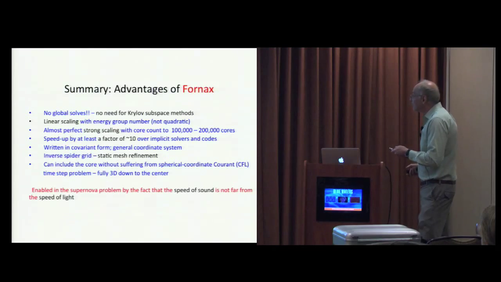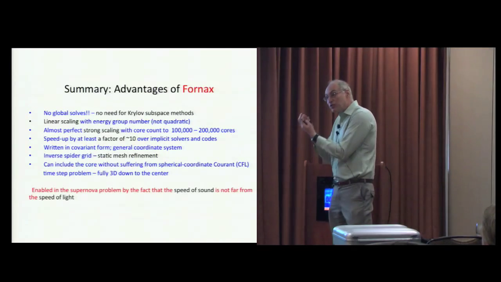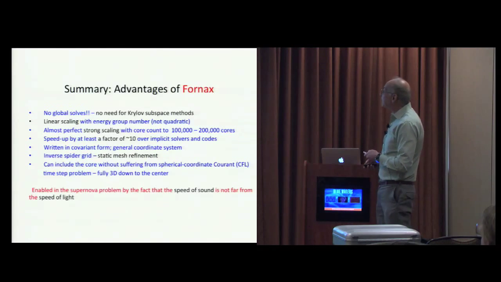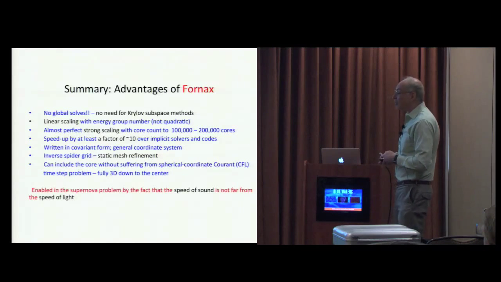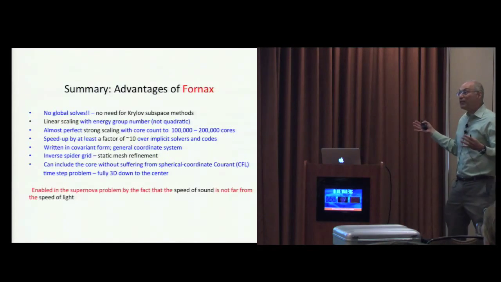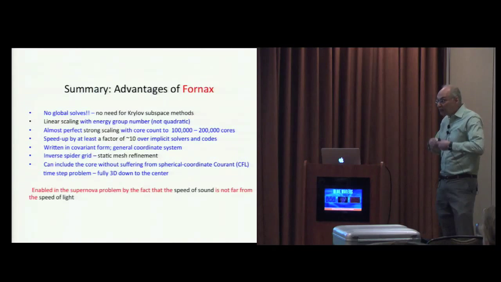So the advantages of this new code, and again, we haven't demonstrated it with science, we're just on the cusp of being able to simulate these things with this approach, is that it gives us a speed up of about a factor of 10. There are no implicit solves. The Krylov subspace methods and the related things and preconditioners are not necessary. We have static mesh refinement in the interior to get around the Courant problems. The scaling you saw, which is almost perfect, has linear scaling in energy group number. Implicit codes have quadratic scaling. And for this reason, it may enable a whole class of 3-dimensional supernova simulations that will allow us to go into the future.